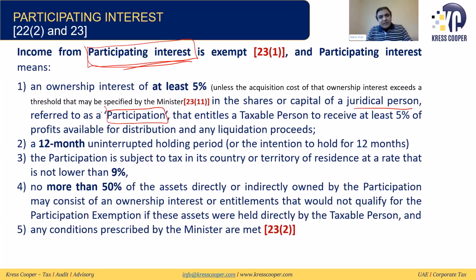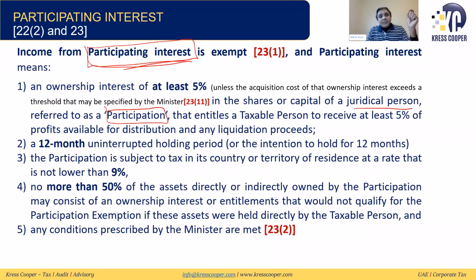The holder is entitled to at least 5% of the profit available for distribution and any liquidation proceeds. This is the first condition. So income received from the participation interest will be exempt. Participation interest is at least 5% shareholding in the share capital of a juridical person, and this 5% entitles the holder to at least 5% of the profits available for distribution and 5% of any liquidation proceeds. Second, this 5% is being held, or there is an intention to hold it, for a period of at least 12 months.